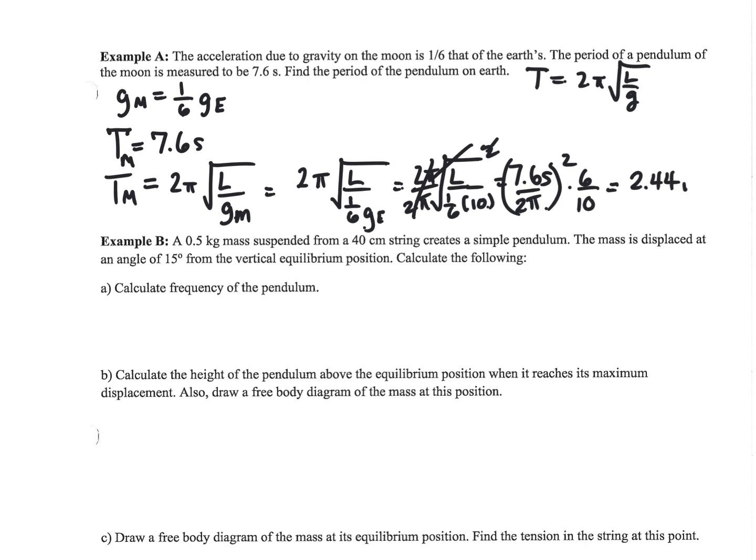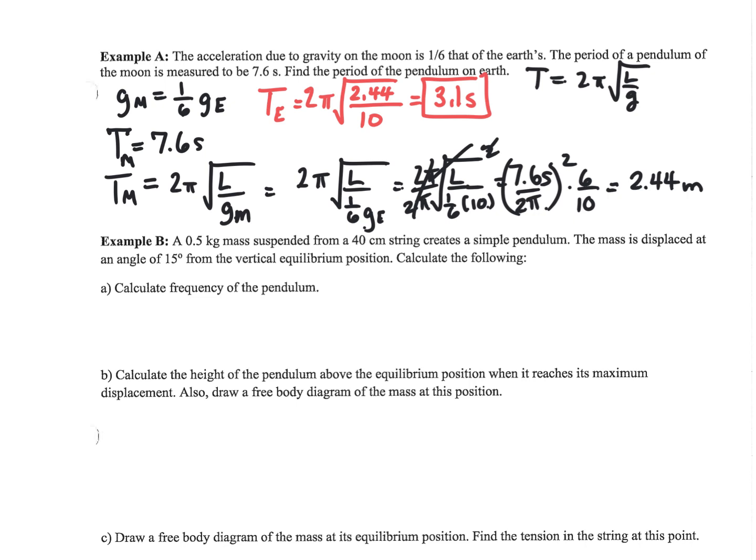So if we know that, now we can use that to find the period on Earth. So the period here for Earth is equal to 2 pi times the square root of that length, 2.44, divided by gravity on Earth, which is 10. Work that out right there, and we get about 3.1 seconds. So we used the formula to find the missing piece, and then we plugged back in.